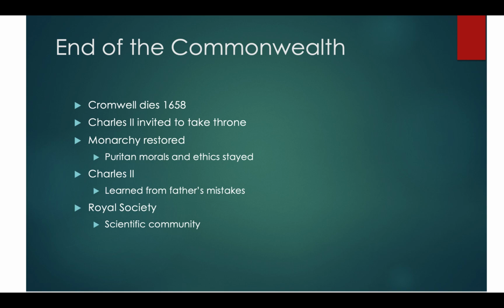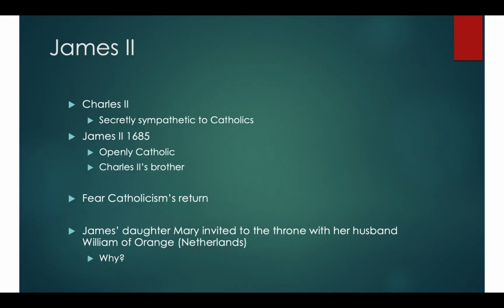All right. However, Charles II has learned from his mistakes, and he has no interest in trying to rule absolutely. And so Parliament comes to have a greater say in what's happening. Charles II was sympathetic to Catholics, and was possibly Catholic himself, but his brother James II, who becomes the king after Charles, was openly Catholic, right?